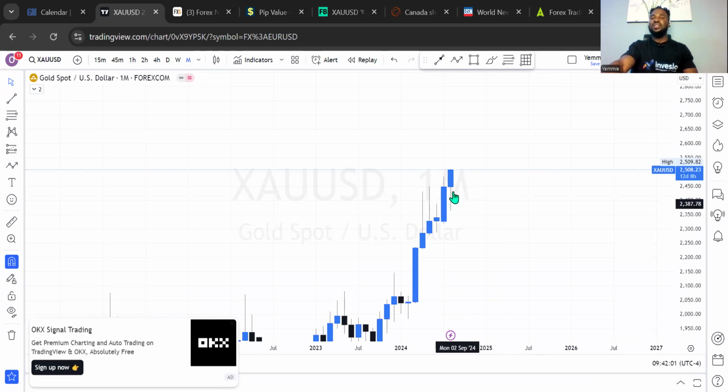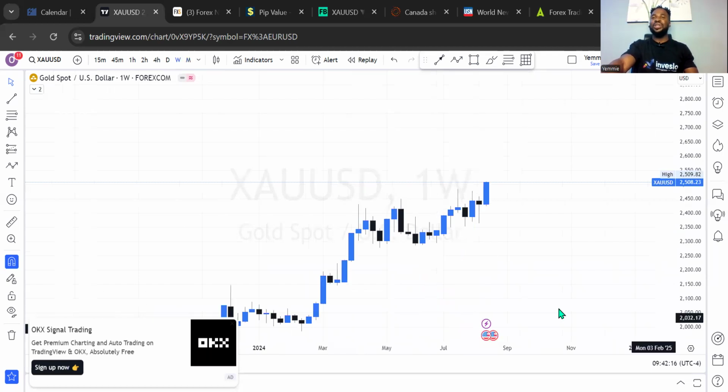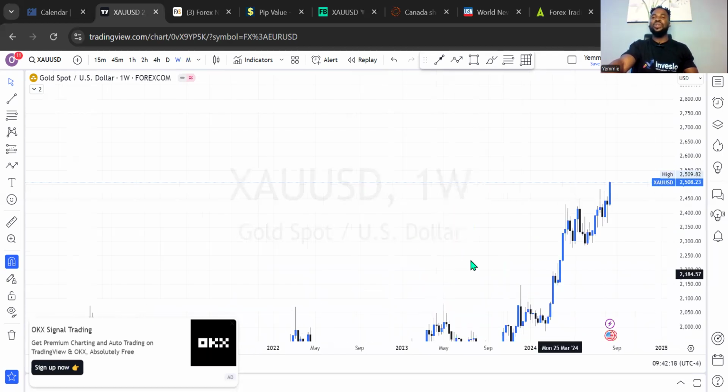Now the market's price is efficient and the market is at an all-time high, about $2,508 for 1 ounce of gold. So what that means is this is still a very massive bullish movement in the market, and let's see what we can do with that information on the weekly outlook.